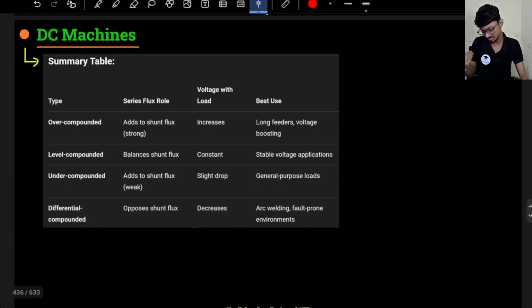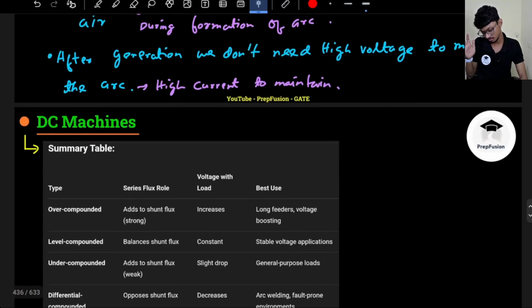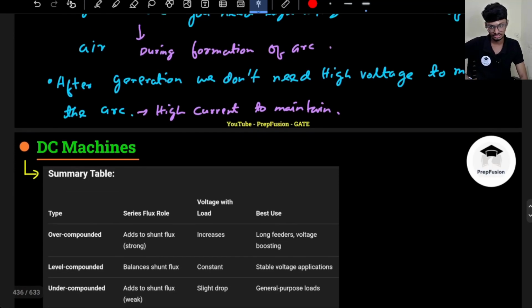So this is the summary table: over compounded, level compound, under compound, what is the voltage drop, what are the use cases. You can go through this; there can be theoretical questions. So yeah, that was it basically. I hope you have understood this.